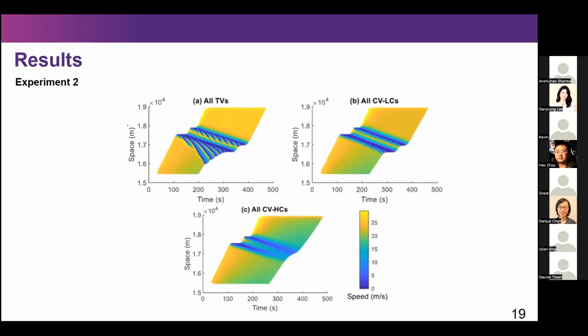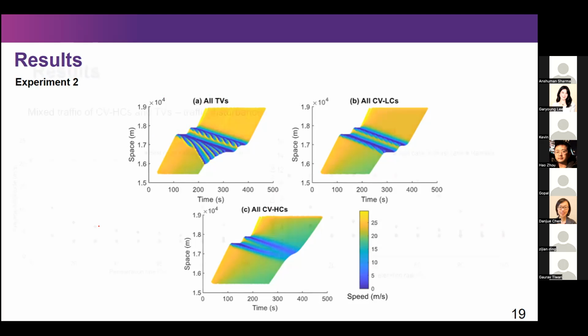Moving on. If I focus on experiment 2, where I've asked my leader to stop twice so as to build a congestion up to a very high level, you can see the impact on all traditional vehicles, then connected vehicle low compliance, which is better than traditional vehicles, and connected vehicle high compliance, which is again better than both low compliance and all traditional vehicle case.